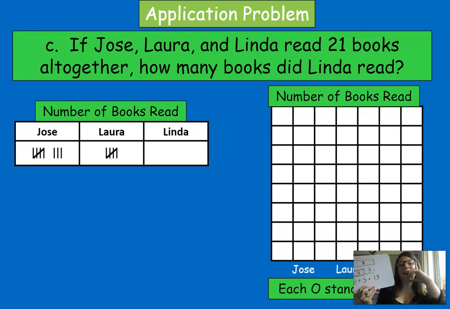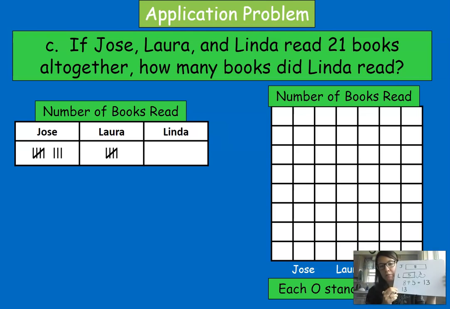So now we need to figure out how many books Linda read. Do you think I'm going to add the 13 to this 21 total or subtract? What do you think? Well, let's set up a problem to figure it out. What we know is that so far we have 13 books that we know of. Jose and Laura read 13 books. Now, I don't know how many books Linda read, so I'm going to put a little line there, because I have no idea. But I know that the total needs to equal 21.